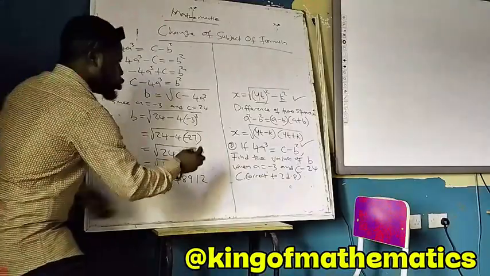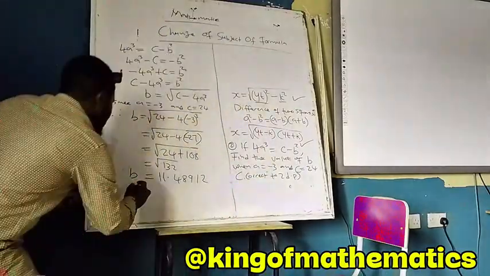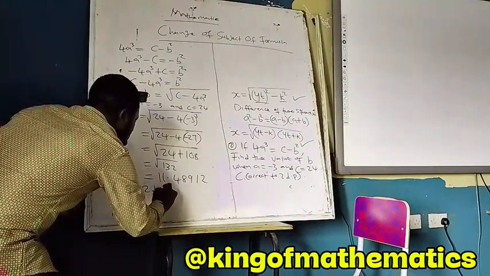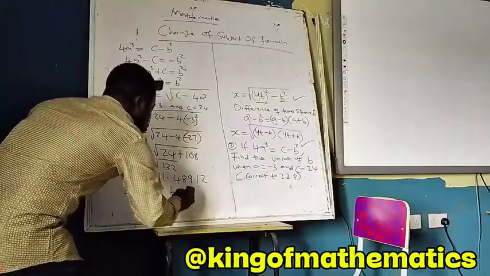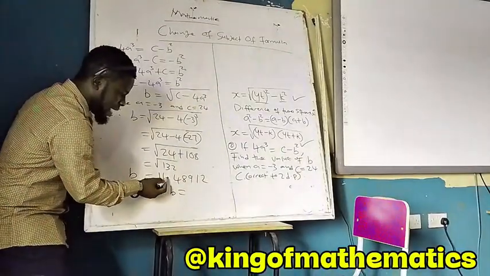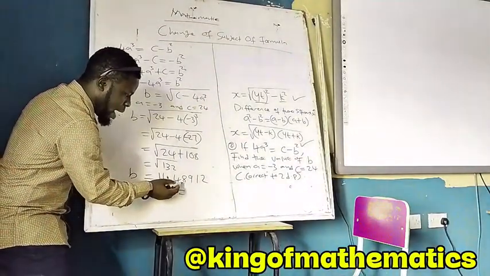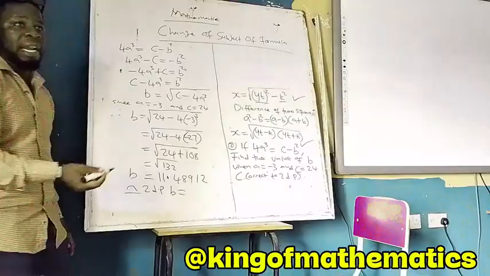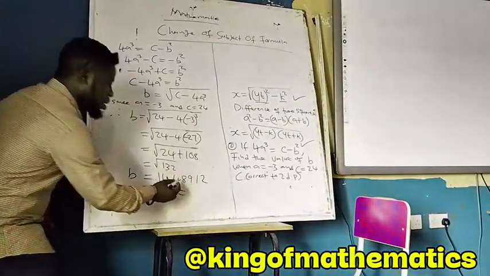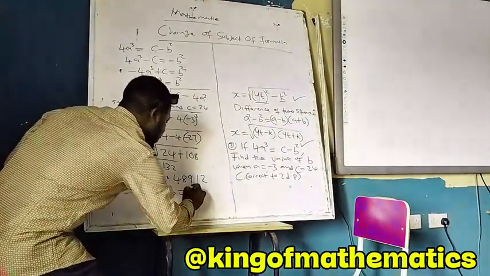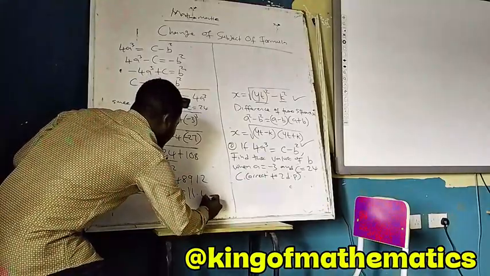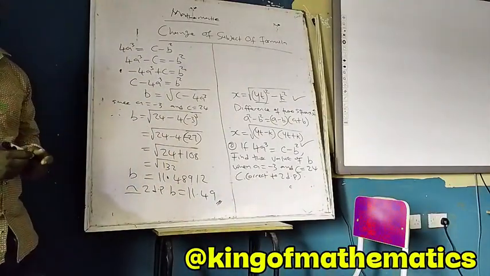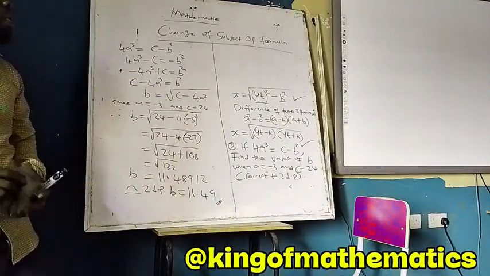But we are told to leave our answer in 2 dp. So approximately to 2 dp, b will equal, we look at the count after the decimal number 1, 2. The next number there is 9, which is bigger than 5. It will turn to 1. That will add to this 8. That will have 11.49. Is that understood? Yes, sir. Alright, so that's how to solve it.